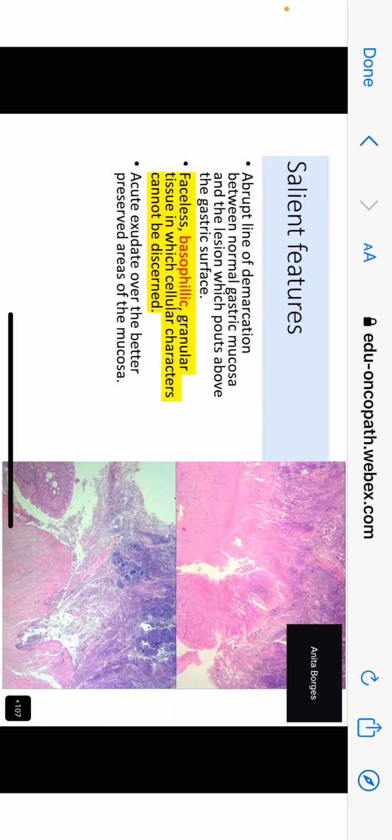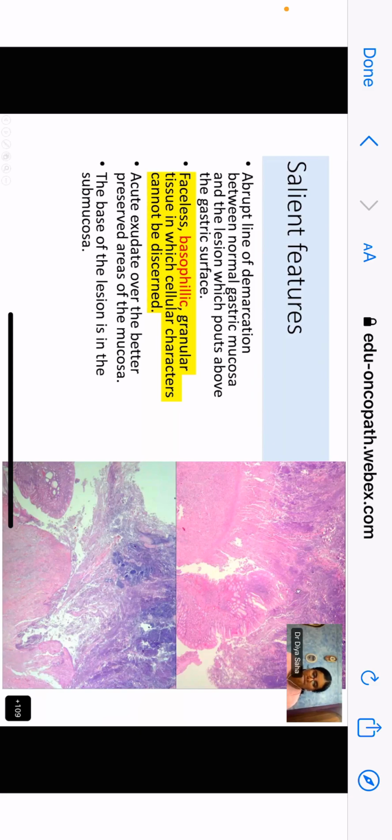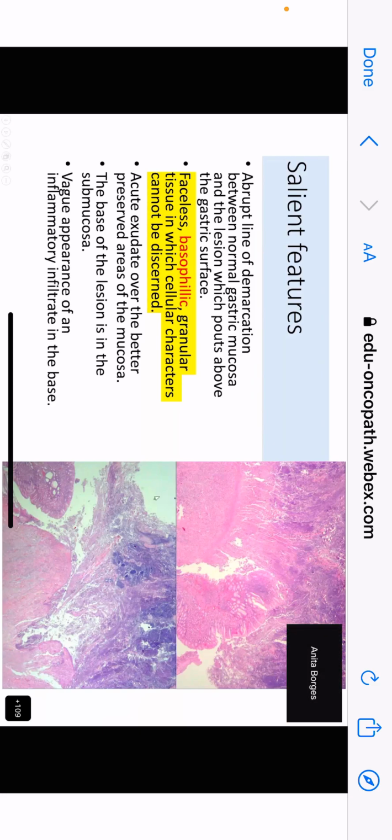Yes, there is an acute exudate over the better preserved areas of the mucosa. The base of the lesion is the submucosa. We said that, no? Because the muscularis mucosae formed a line. We could see that. So that's the base of the lesion. This is the floor of that ulcer. And there's a vague appearance of an inflammatory infiltrate in the base, but you really cannot see much in this lesion. So now, what are your thoughts? Let's ask this question. Why can't we see the cells of the lesion?